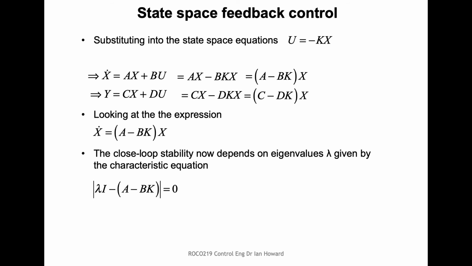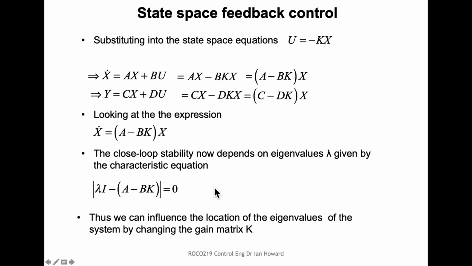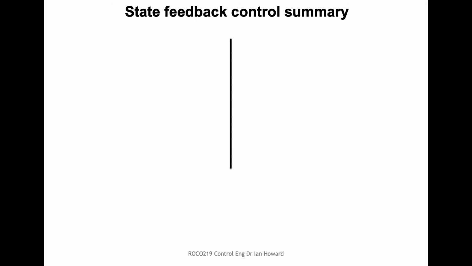Consequently, if we want to look for the eigenvalues, we need to calculate the determinant of the matrix lambda I minus (A minus BK) equals 0. What we can also see from this expression is that by changing K, we can actually change the location of the eigenvalues that we're going to get. And that's exactly the trick that we're going to use. We're going to change the gain matrix K, or the gain vector K, in order to put the poles of the system where we want them to be.